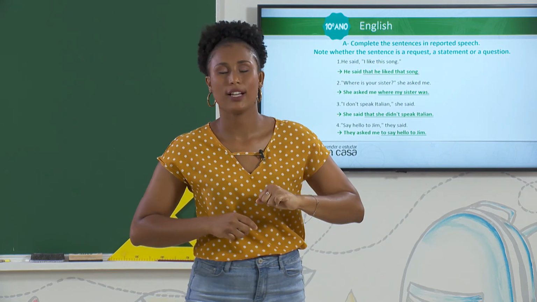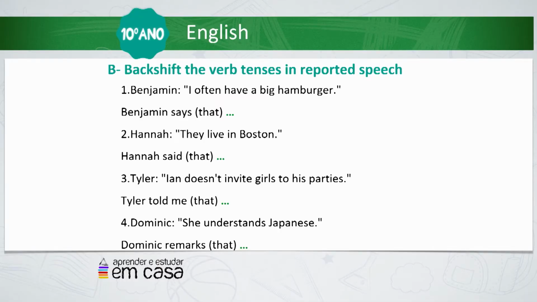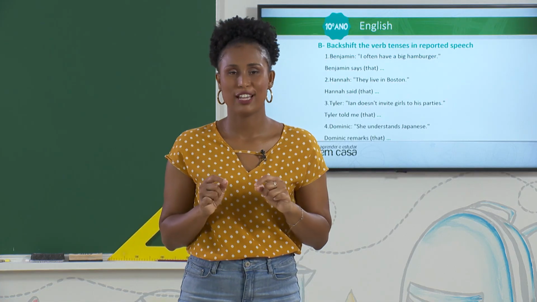So, moving on to the second exercise. Here you have to backshift the verb tense in reported speech. The verb tense, okay? Pay attention. 1, Benjamin. I often have a big hamburger. Benjamin says that. 2, Hannah. They live in Boston. Hannah said that. 3, Tyler. Ian doesn't invite girls to his parties. Tyler told me that. 4, Dominic. She understands Japanese. Dominic remarks that. I will give you some time to do this.